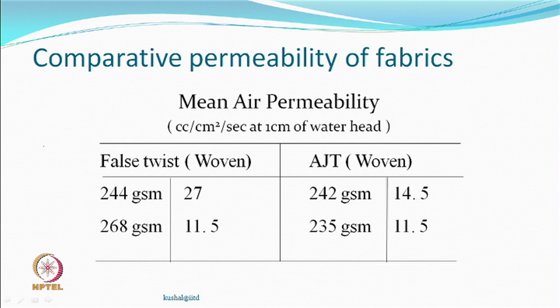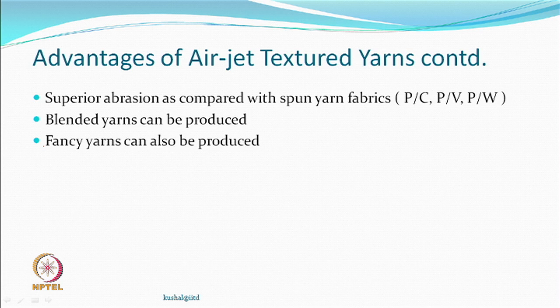So, you can make the material lighter because otherwise it is less permeable. So, you can do whichever way you want to look at it. Some more advantages, say superior abrasion compared with spun yarn fabrics. You are not talking about filament. So, first you fight with the filament people and you fight with the spun yarns. Superior abrasion. What is an abrasion?